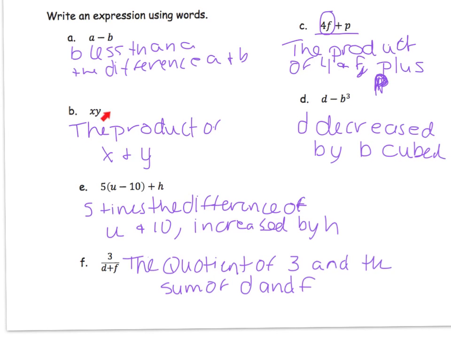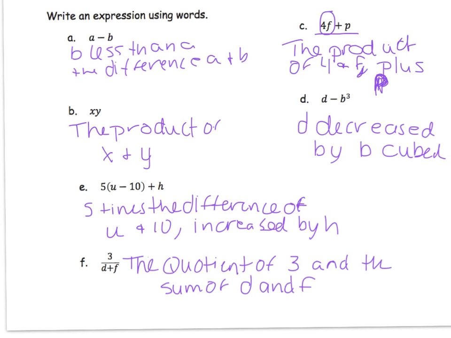I said, for B, the product of X and Y. But you certainly could have said X times Y or X multiplied by Y. You didn't need to use that word product as long as you are using one of the words that means multiplication. D. In this case, D is being decreased by B cubed. You didn't need to use decrease. You could have said B cubed subtracted from D.